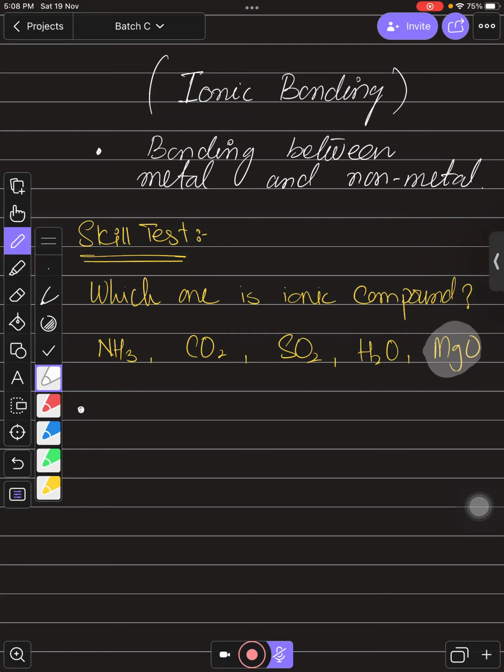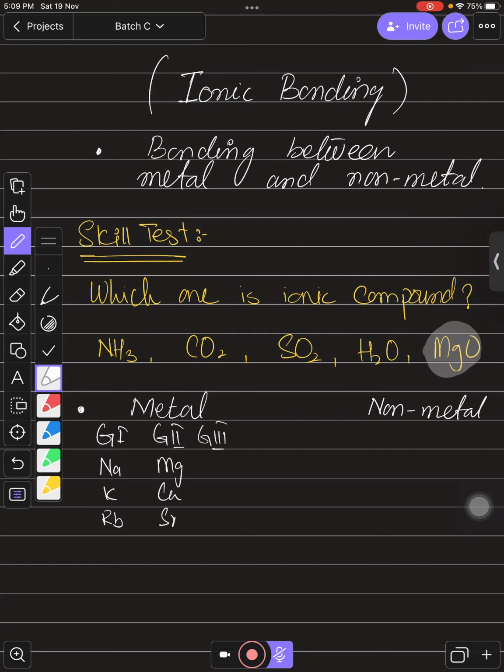You can see that if you talk about metals and non-metals, metals are generally present in group 1, group 2, and group 3 of the periodic table. In group 1, you will find sodium, potassium, rubidium, cesium, lithium. In group 2, you will find magnesium, calcium, barium, radium, strontium. In group 3, you will find aluminum, and you have transition metals as well.